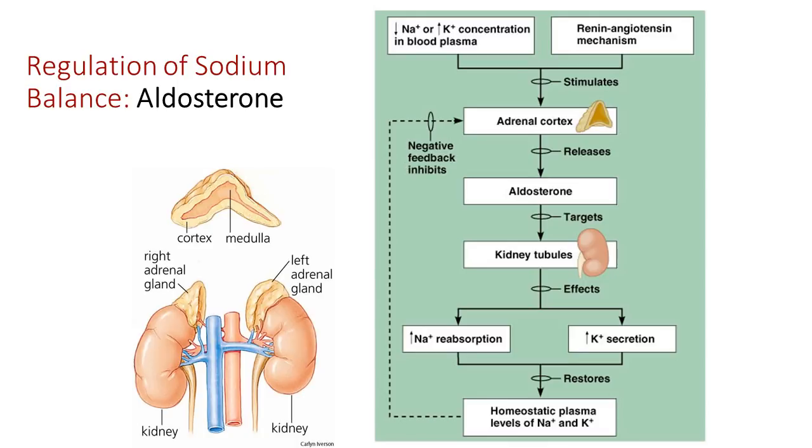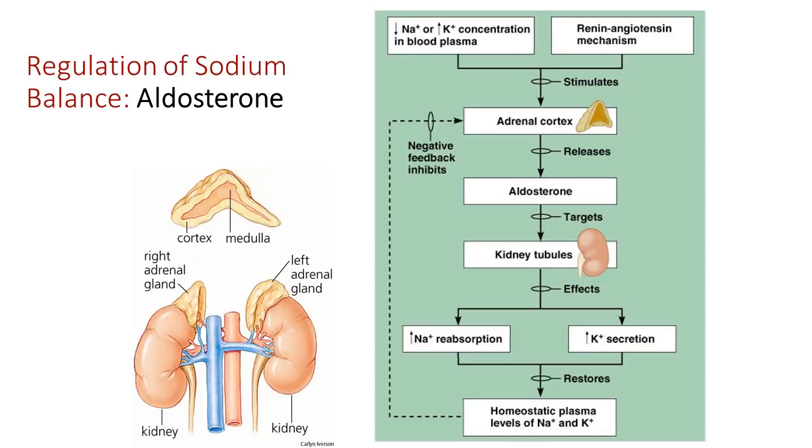So you're going to pee less sodium. You're going to pull more sodium out of the urine filtrate back into the blood. Conversely, as sodium is going into the blood, more potassium is going into the urine filtrate, so you'll tend to urinate more potassium out. As a result, eventually you restore the homeostatic plasma levels of both sodium and potassium.